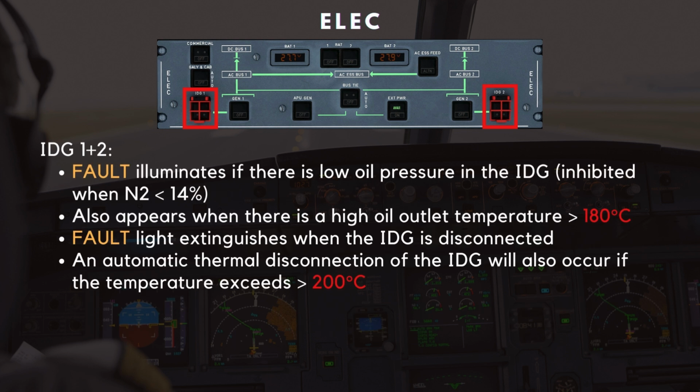An amber fault light illuminates if there is low oil pressure in the IDG. However, this is inhibited at low engine speeds, specifically when N2 is below 14%. Also, the fault light appears when there is a high oil outlet temperature above 180 degrees C. The fault light extinguishes when the IDG is disconnected. An automatic thermal disconnection of the IDG will also occur if the temperature exceeds 200 degrees C.